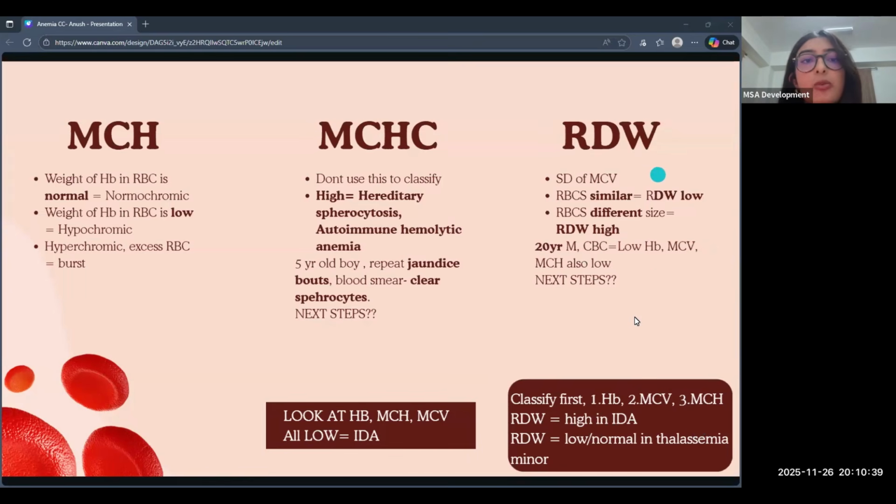And how can we do that? We can do that with the RDW. If the RDW is low or normal, it's thalassemia minor. If it's high, it's iron deficiency anemia.